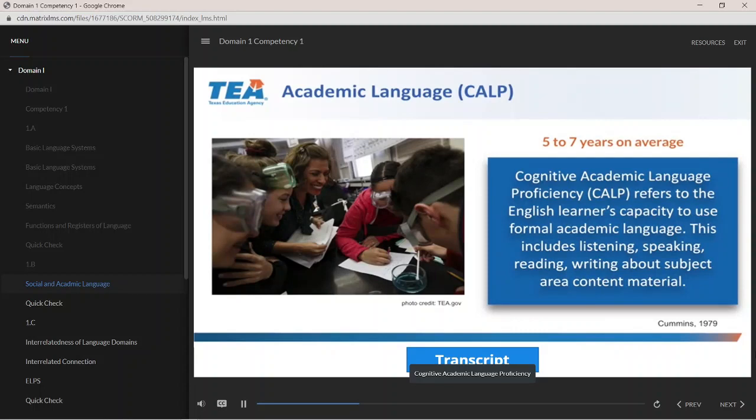Cognitive Academic Language Proficiency, or CALP, refers to the English learner's capacity to use formal academic language. This includes listening, speaking, reading, and writing about subject area content material. CALP is a level of language learning that is essential for students to succeed in school. Students need time and support to become proficient in all academic areas. CALP usually takes from 5 to 7 years, on average, to develop.